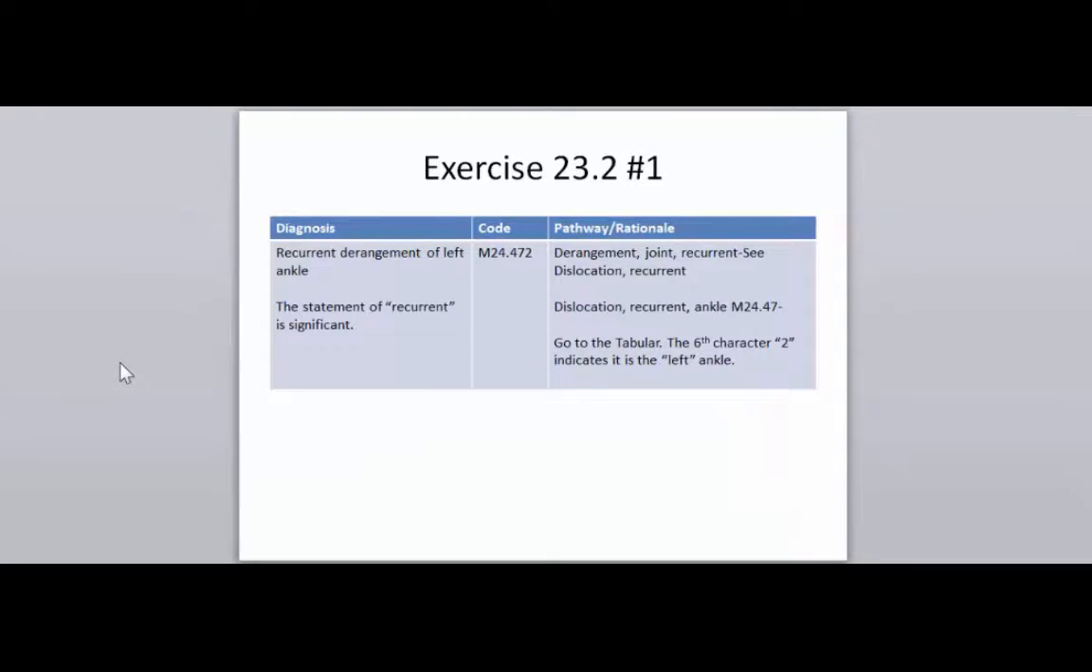Many times in coding this chapter, you're going to see notes in the alphabetic index that say C so-and-so. So you're kind of flipping back and forth, looking quite a bit. Once you've coded for a while, you know when you see something, just to skip that first main term and go straight to the second term because you've coded enough that you recognize that. In this case, it does not have a 7th character, but you're looking at a 6th character, and number 2 indicates it is the left ankle.